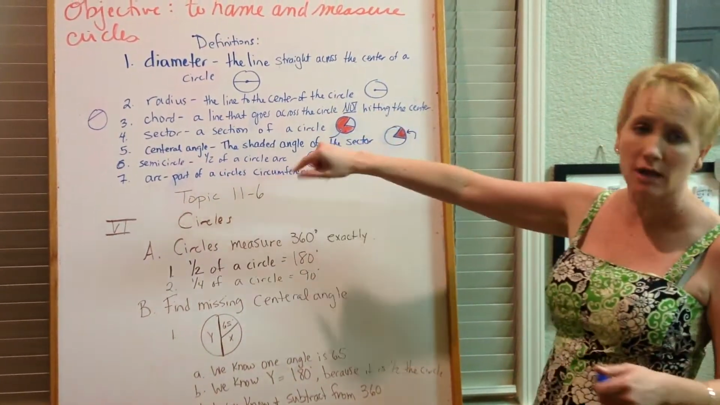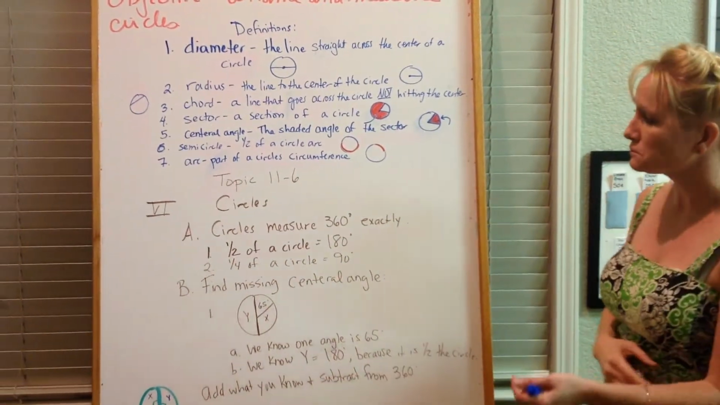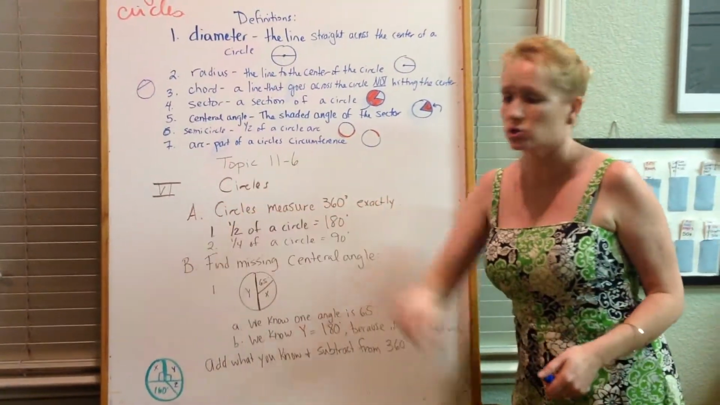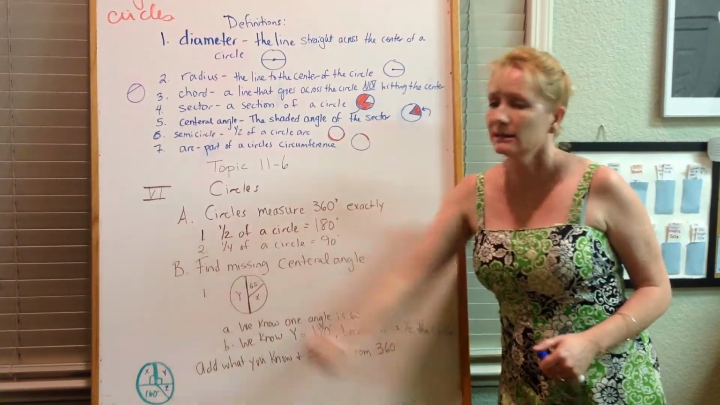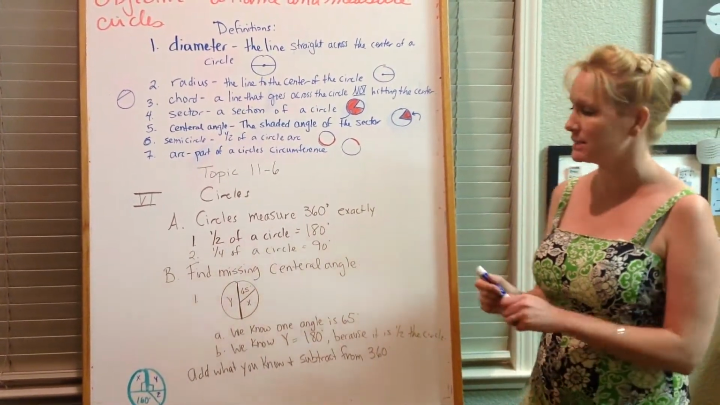So now that we know how to talk about circles, it's just topic 11.6, it's going to be really short. We're going to use Roman numeral 6, circles, and write an A. And the most important thing to know about circles is that circles measure exactly 360 degrees.